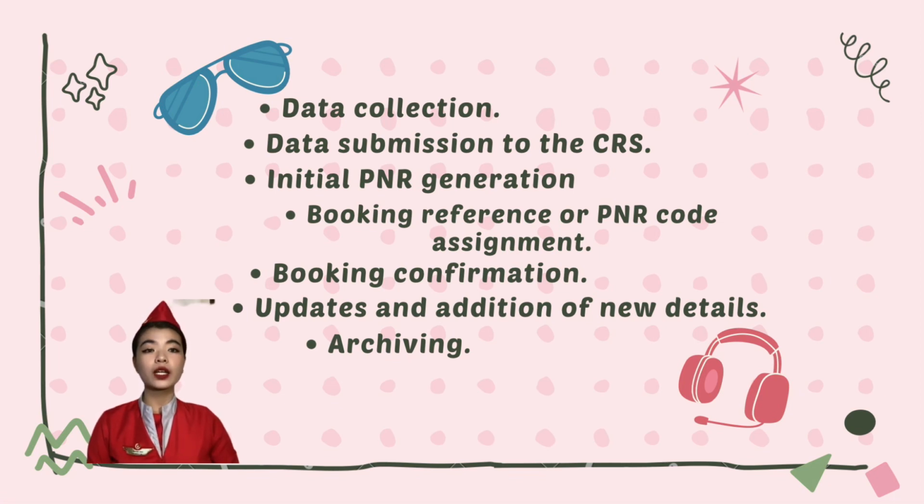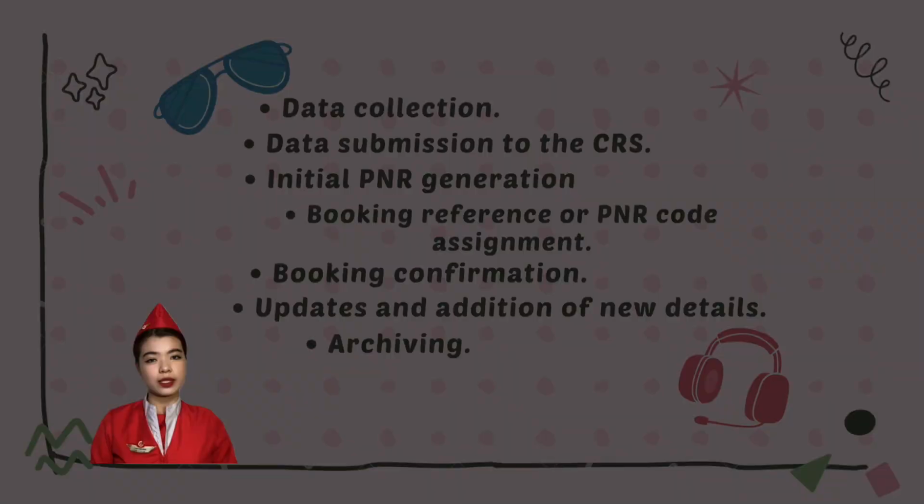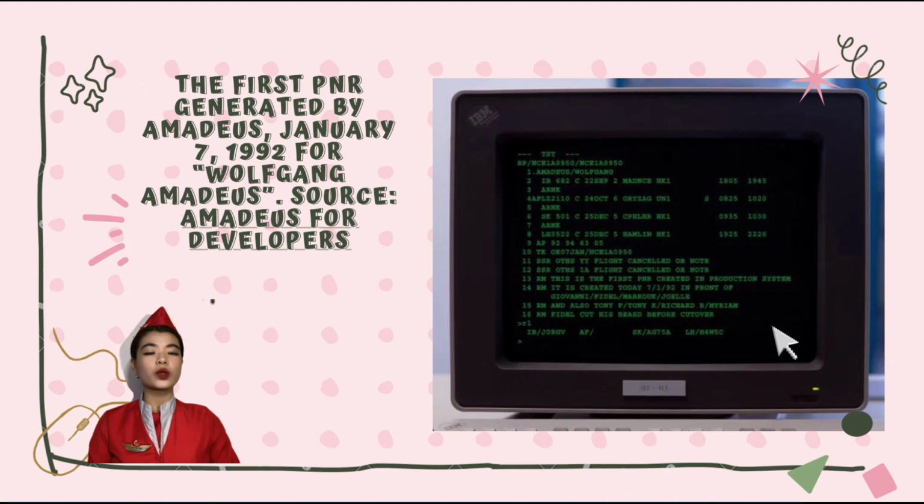Fifth, booking confirmation. The travel retailer sends an email with the PNR code or booking reference to the passenger as reservation confirmation. The airline ticket will be issued only after the passenger pays the fare. Sixth, updates and addition of new details. If required, the agent or operator adds new data elements or makes changes to the record. Generally, the PNR is updated every time the reservation information is altered.